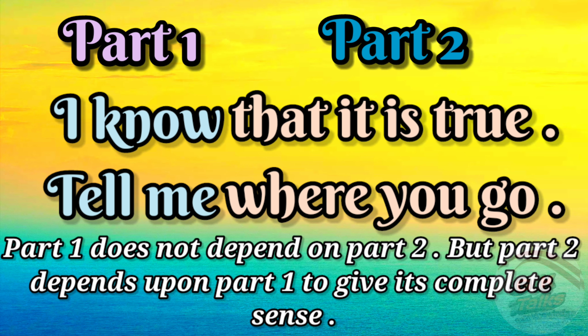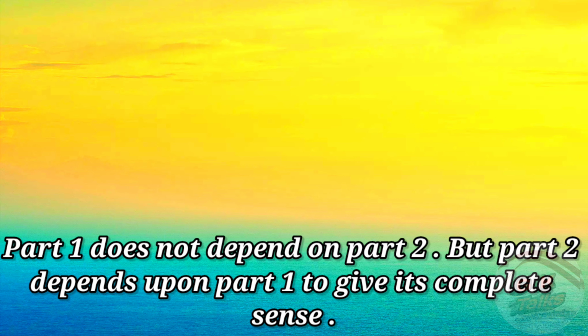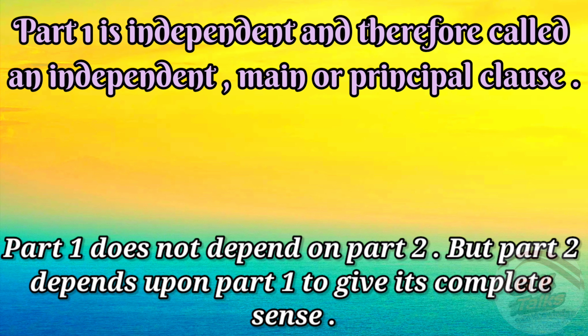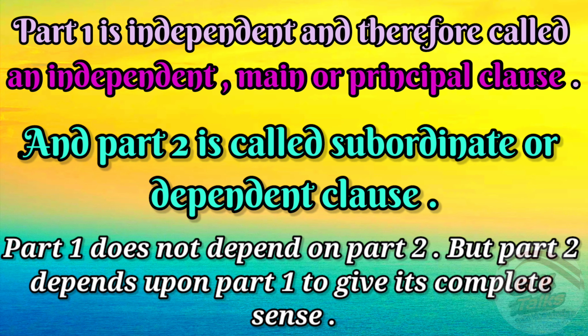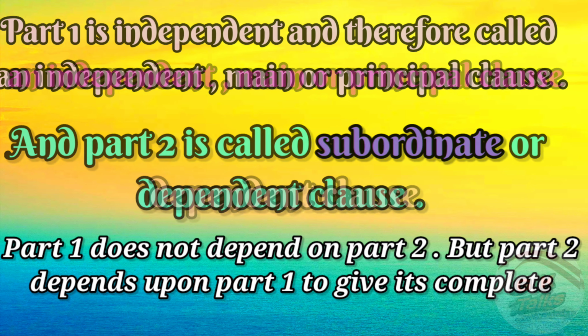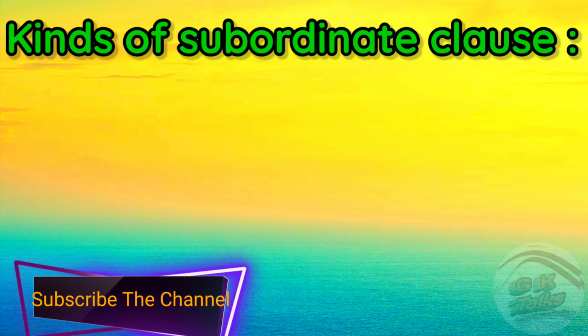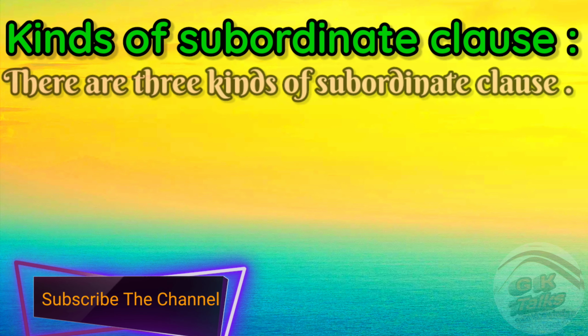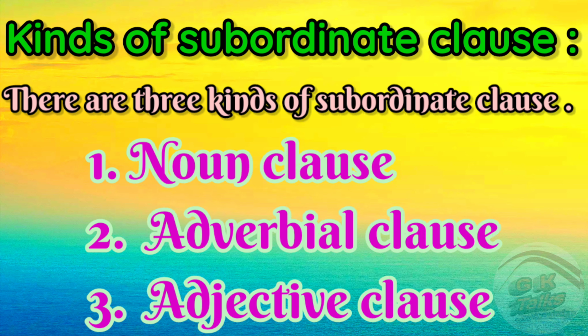Part 1 does not depend on part 2, but part 2 depends upon part 1 to give its complete sense. Part 1 is independent and therefore called an independent, main or principal clause, and part 2 is called a subordinate or dependent clause. Now let's move forward with the kinds of subordinate clauses. There are 3 kinds of subordinate clauses. Number 1, noun clause. Number 2, adverbial clause, and number 3, adjective clause.